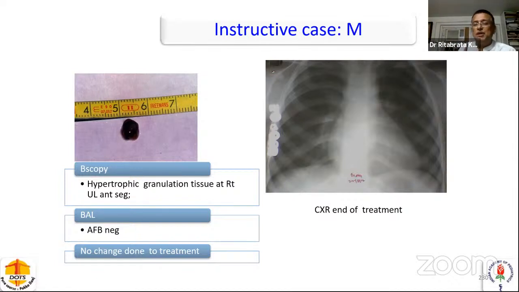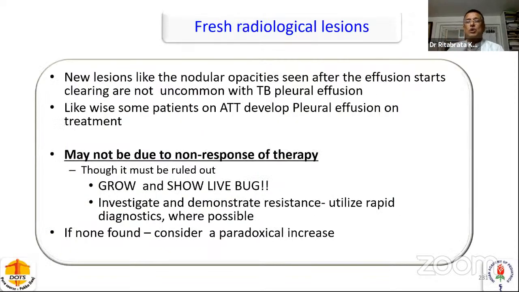So these are two very important cases which showed that, though they appear as drug-resistant TB, these are not drug-resistant TB, but these are sequelae. So whenever you see a fresh radiological lesion, new lesions like nodular opacities can be seen after the effusion has cleared, and it is not uncommon with tuberculous pleural effusion. And also some patients on ATD might develop pleural effusion on treatment.